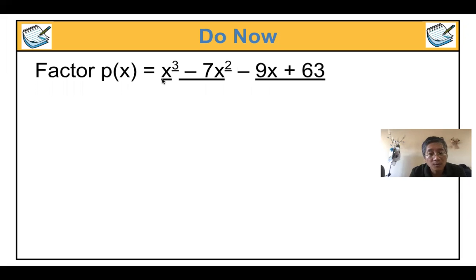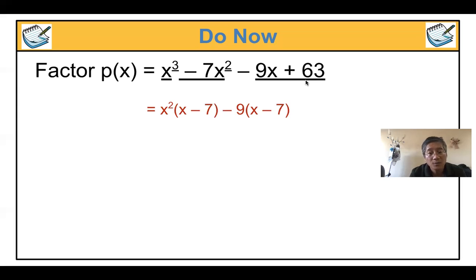And then see, first group, what's common? Yes, x squared, right? The lower degree is the common factor. So x squared times what? x minus 7. Here the common is 9, but we have a negative, minus, here, so make sure you change the sign. So minus 9 times x is minus 9x. Minus 9 times minus 7 is positive 63.